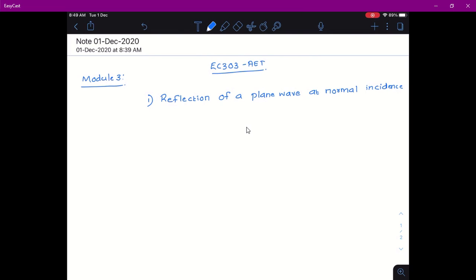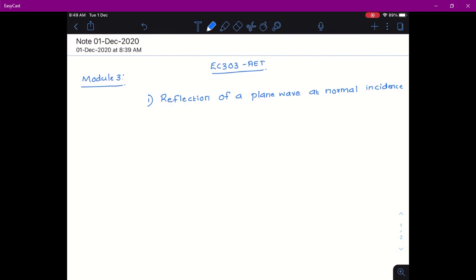Hi all. So we will be continuing with EC303 AET. Today we are going to look at module number 3, and the topic is reflection of plane wave at normal incidence. Okay. So before going to that, let's recap a bit.